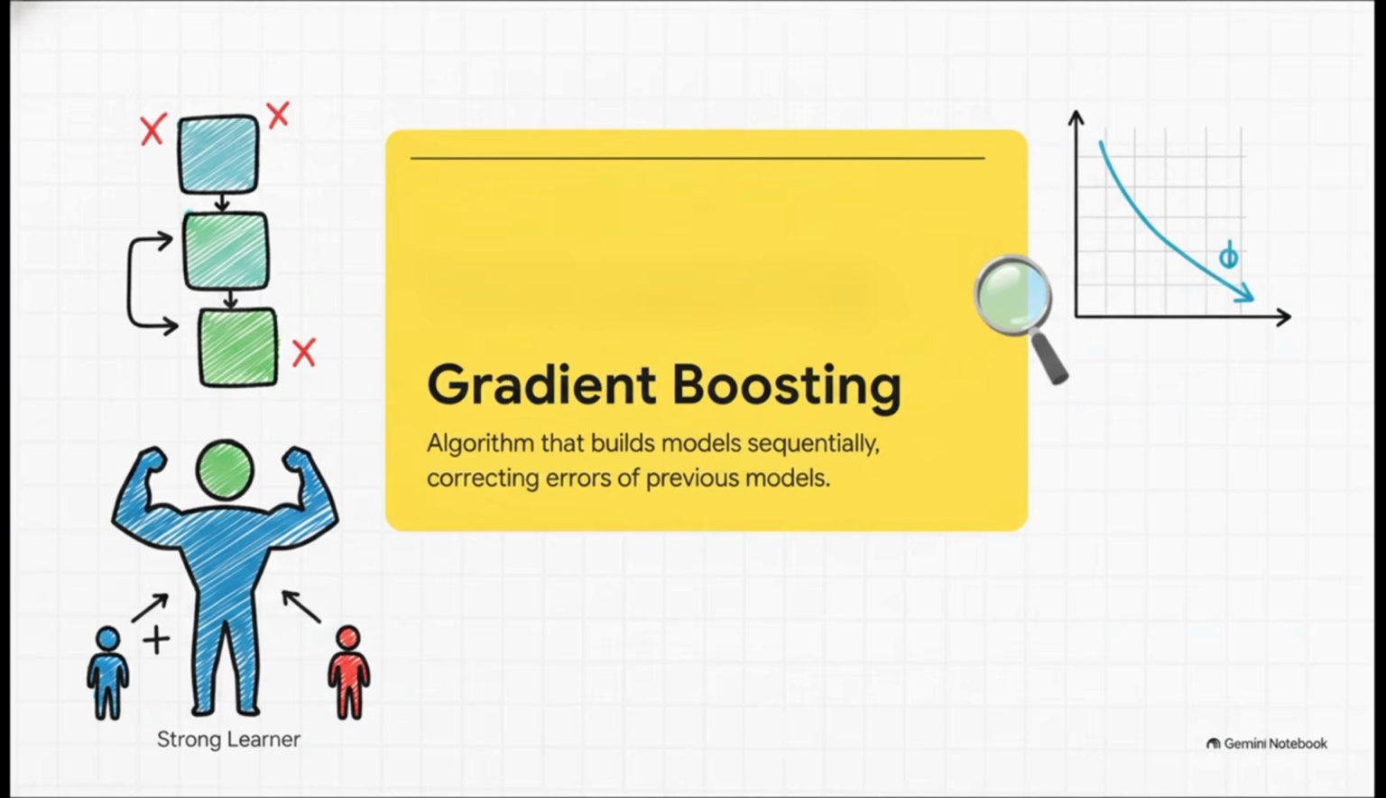Let's break down those two keywords. First, boosting. This simply means taking a bunch of weak learners, usually very small, simple decision trees, and combining them to make one incredibly strong learner. And gradient, that really just refers to the math under the hood. It means the algorithm uses optimization to take the steepest path down a curve to minimize our loss. Or, in simple terms, to reduce our errors as fast as possible.